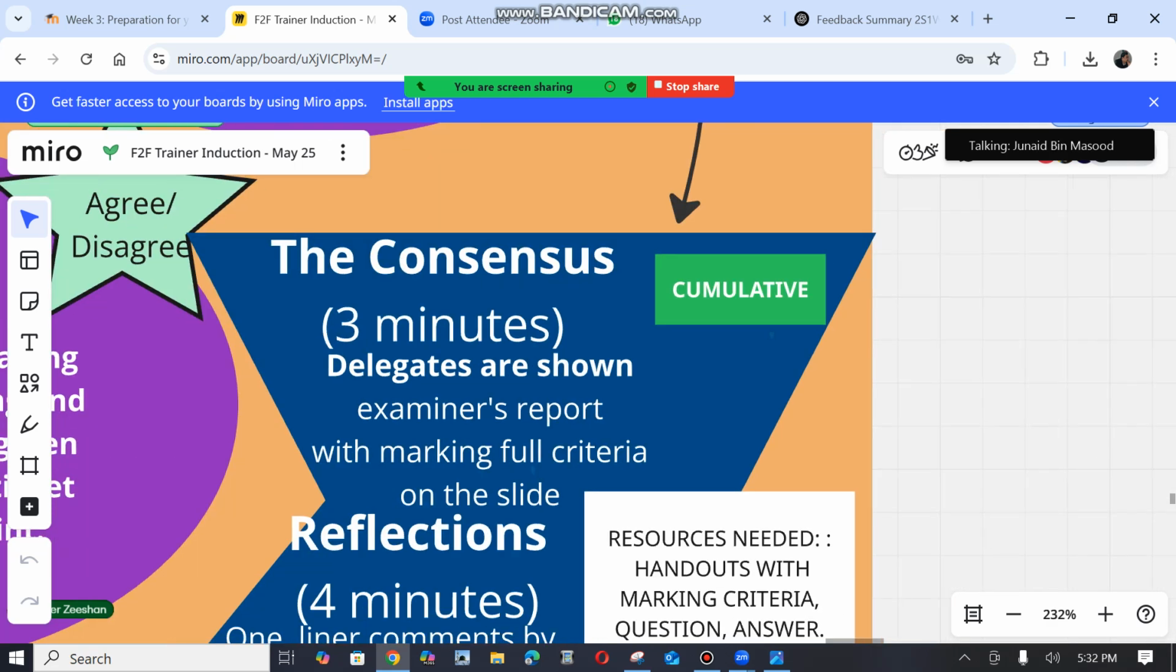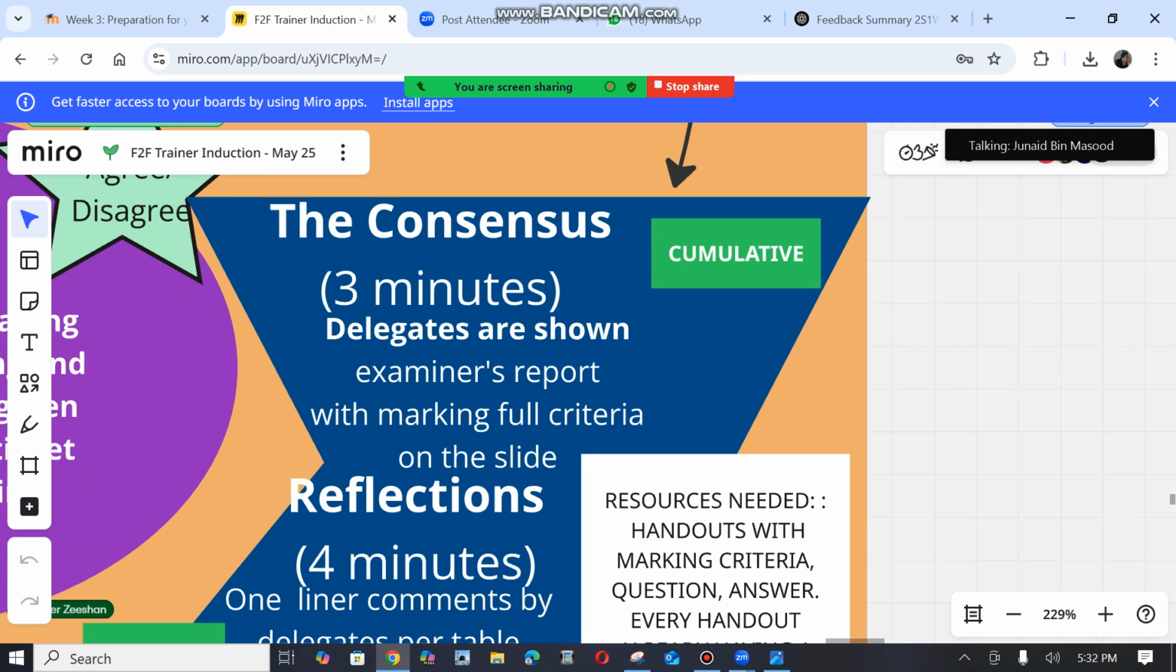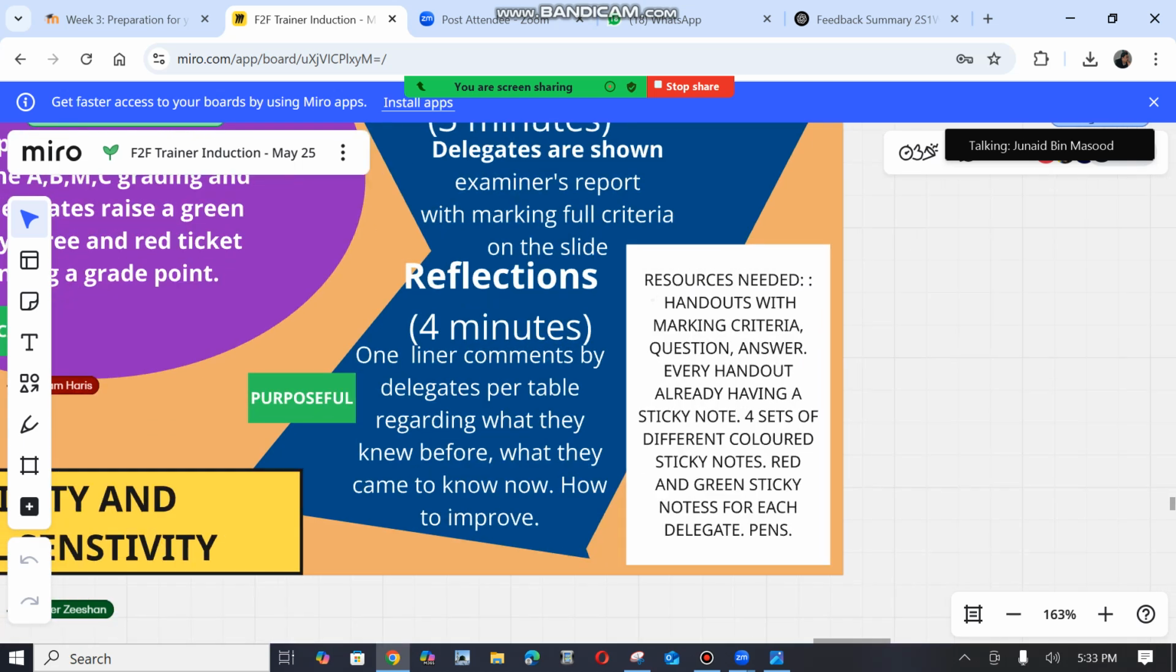Then there will be a consensus, which will be 3 minutes, where the examiner's report will be shared with full marking criteria, and the delegates will be shown a very good answer marked by the examiner, so that they can put a metacognitive skill into practice, where they start thinking whether they have done it correctly or not, and whether the marking criteria they followed needs any learning improvement. And then there will be a debrief.